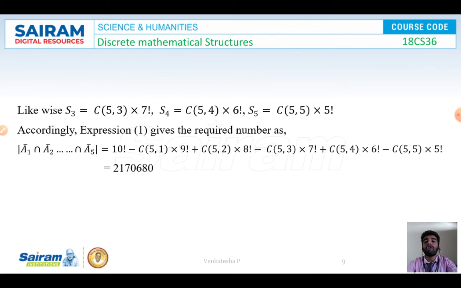Likewise the value of S3 is combination of 5 comma 3 into 7 factorial. S4 is the combination of 5 comma 4 into 6 factorial. S5 is the combination of 5 comma 5 into 5 factorial. Now I'll be incorporating all these values in the previous formula. I'll be getting the value as 2170680 after simplification.